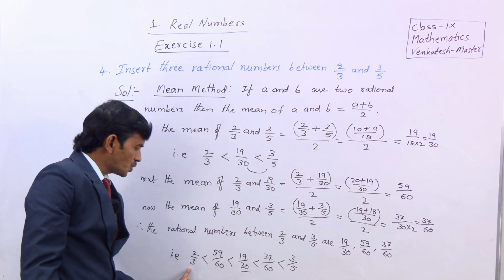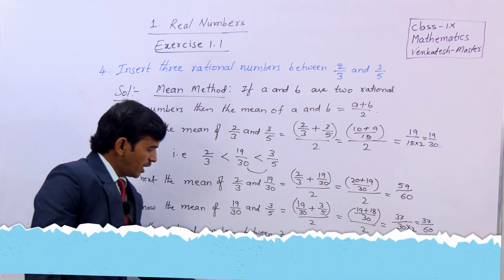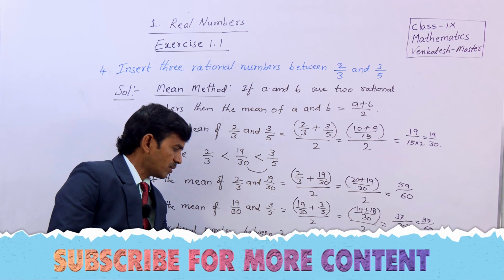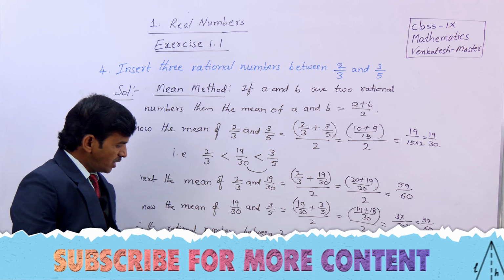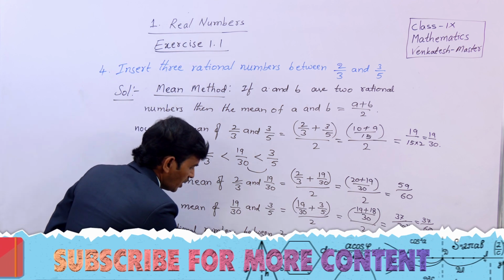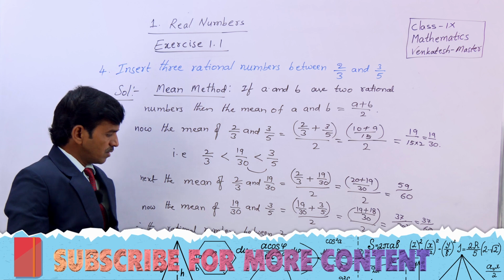Next, the average of these two is given as what? 59 by 60. Next, the average of these two is given as what? 37 by 60. So in this way we found the three required values.